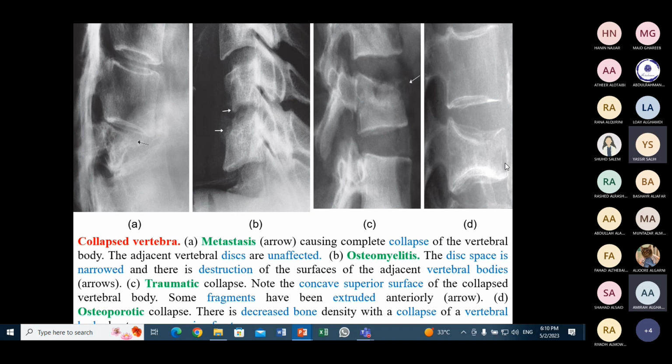So to differentiate between the causes of vertebral body collapse, you have to look to the density of the bone, to look to the pedicles, to look to the intervertebral disc spaces, and to the shape of the collapsed vertebra.